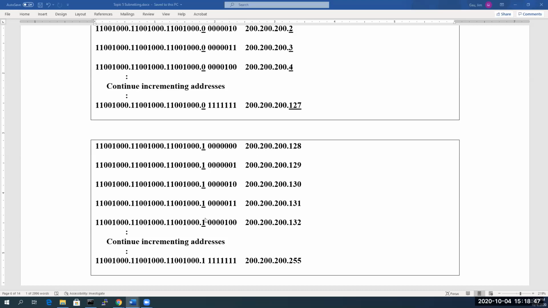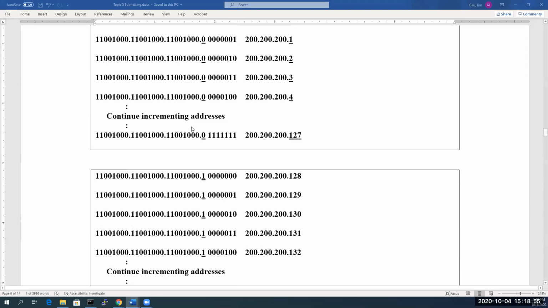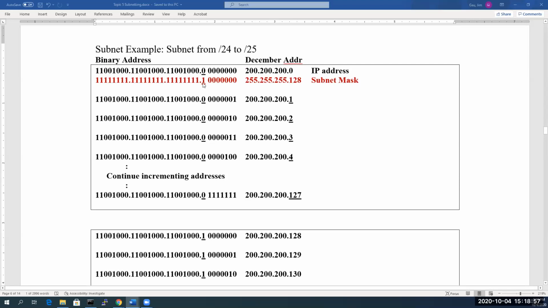And the largest one, if you keep going, it will be 1, and then with 7 ones, the largest one is 255. So when we change the 25th bit in the subnet mask from a 0 to 1, we tell the computer that the 25th bit is now representing part of the network. Therefore, your host ID, if it's 200.200.200.0, 1, 2, 3, 4, 5, 6, all the way to 127, you are still happily in one network.